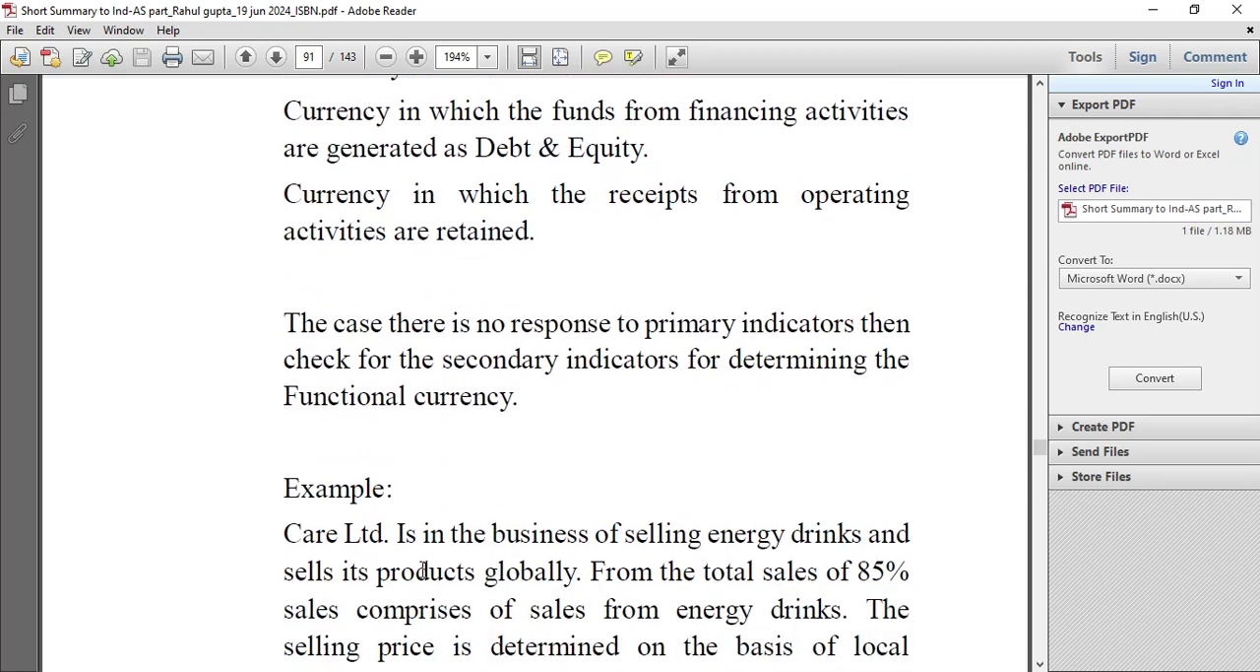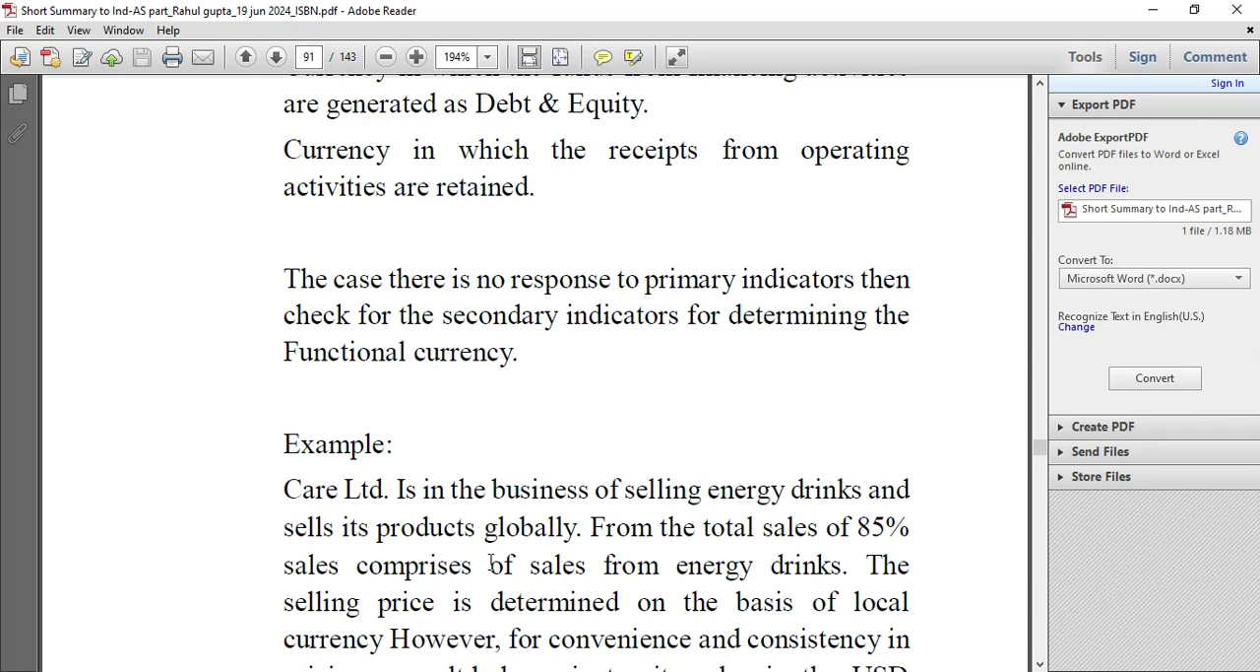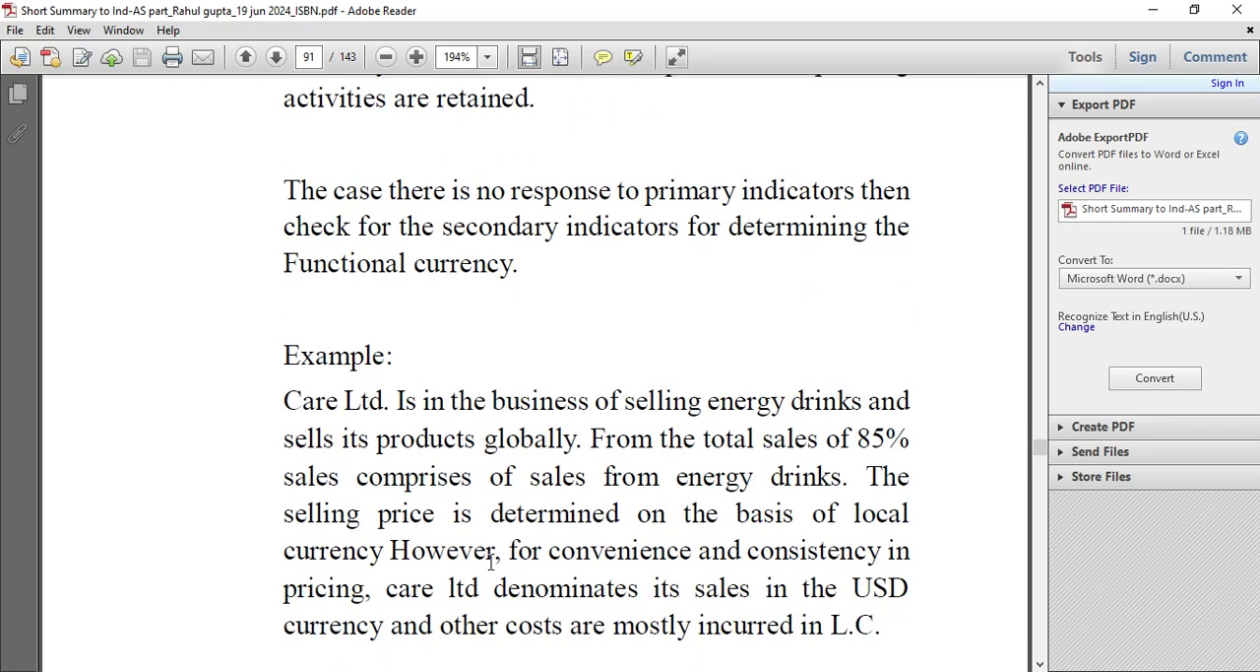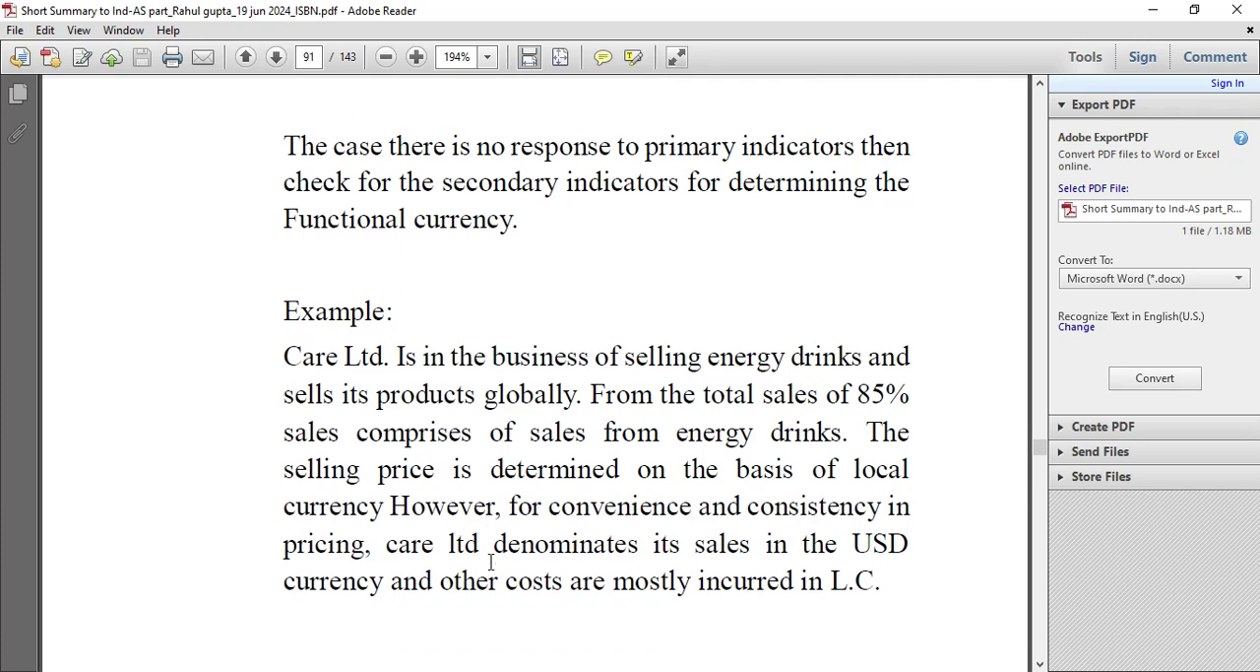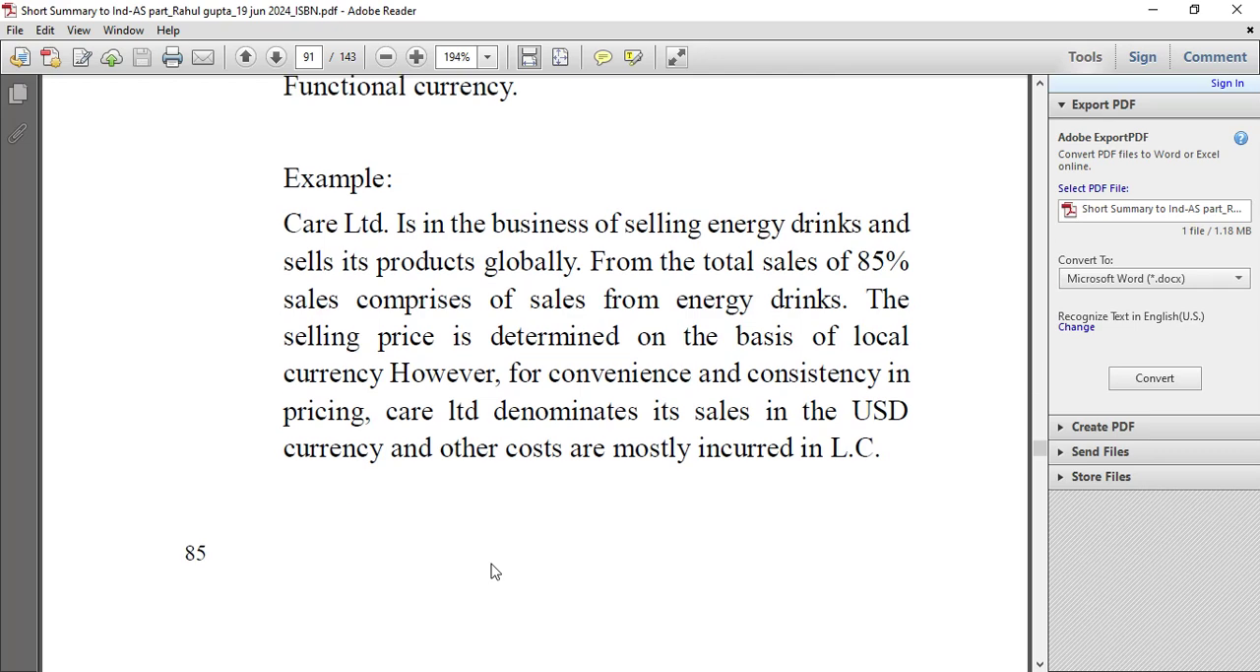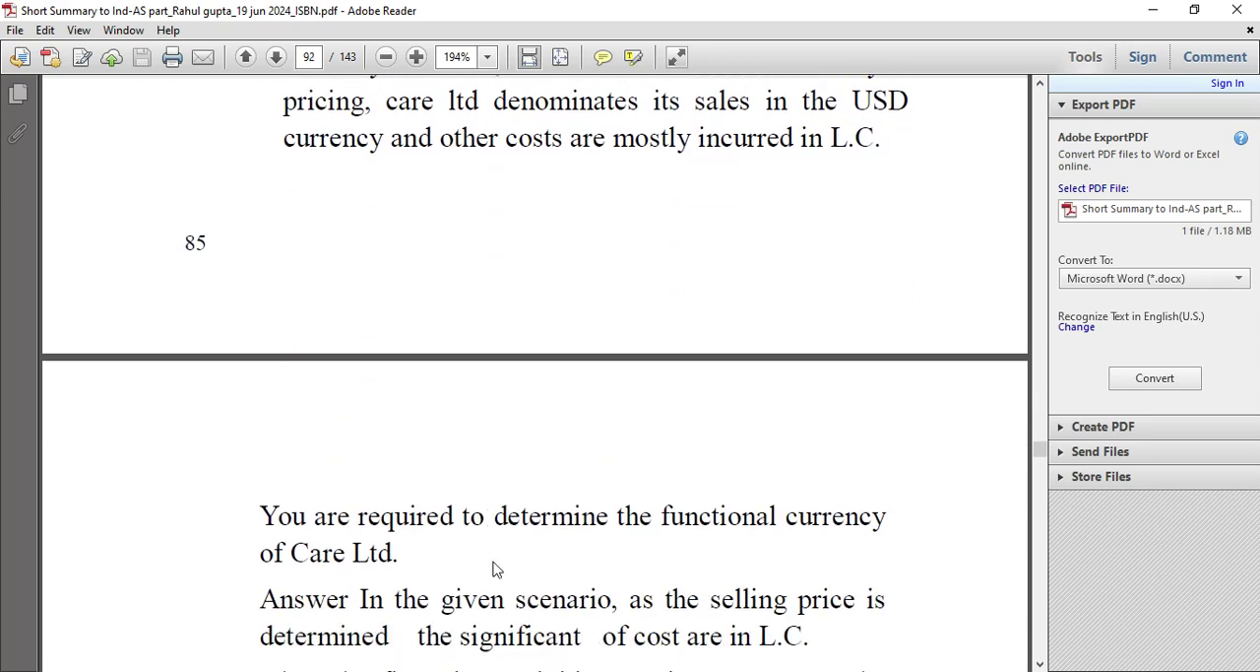Example: Care Limited is in the business of selling energy drinks and sells its products globally. Of the total sales, 85% comprises sales of energy drinks. The selling price is determined on the basis of local currency. However, for convenience and consistency in pricing, Care Limited denominates its sales in USD, and other costs are mostly incurred in local currency. You are required to determine the functional currency of Care Limited.